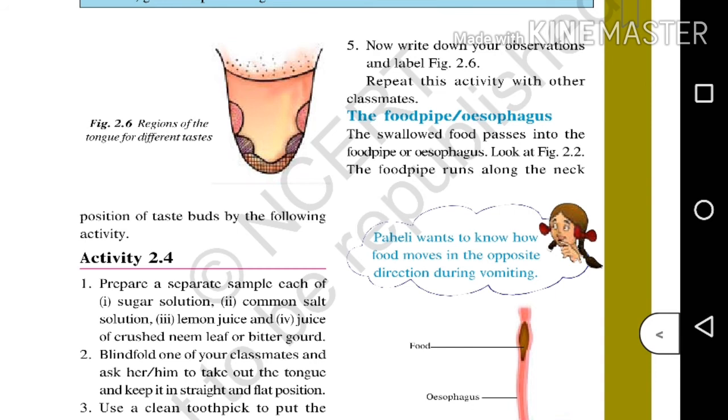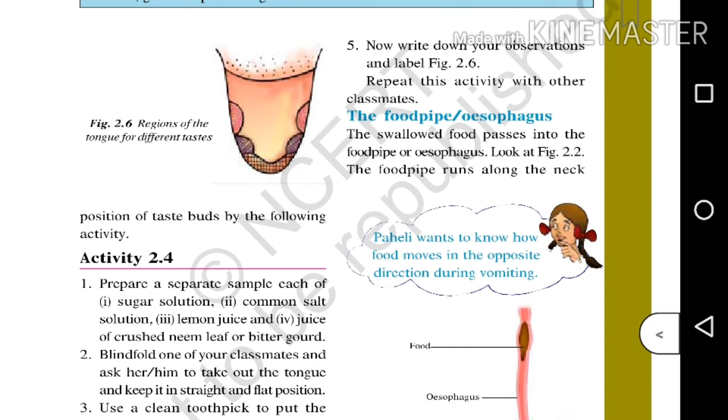So if we do the experiment like this, then we will find out that we have to mark it out in figure 2.6. Here they have given at the lowest portion, the first one is the sweet taste. There are sweet taste buds. The first one is sweet. The second one, in a dark brown color, they are given, that one.